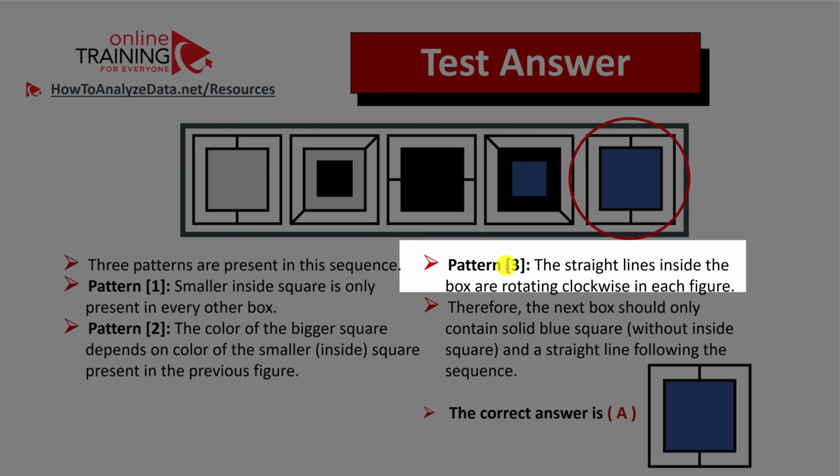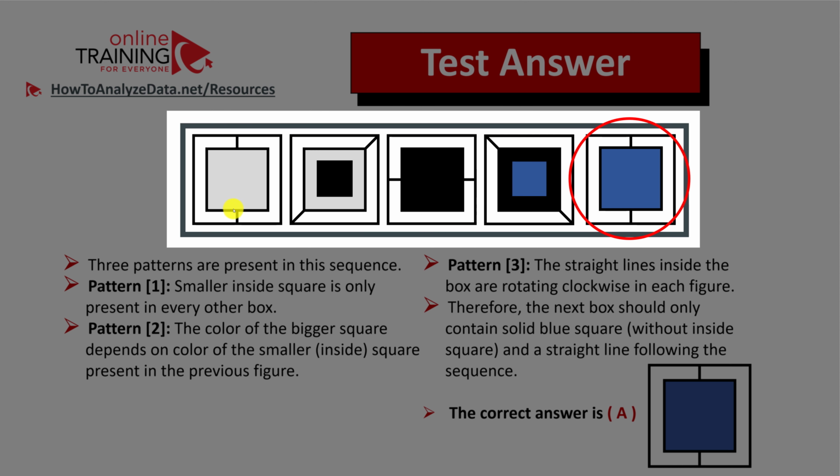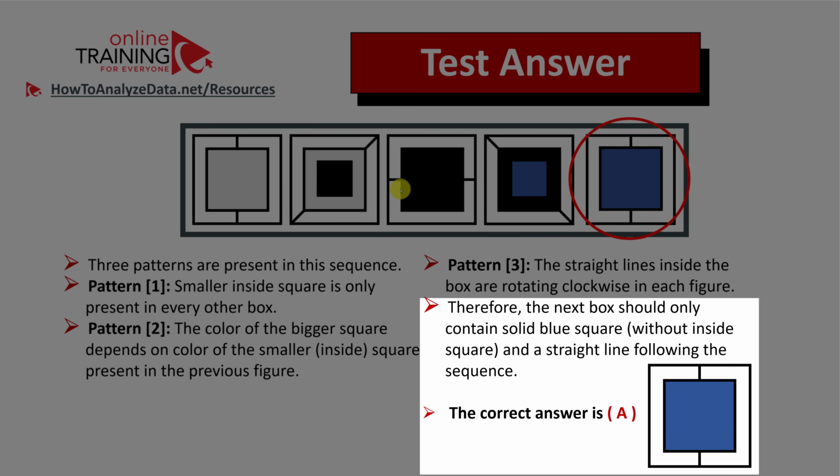The pattern number 3 is the pattern of straight lines, and you see that on the background there is a straight line here, and the straight line is present in every figure. If you look closely, you will see that the straight line rotates clockwise. So based on this information, you can see that the next square should only contain solid blue square without inside square and straight line following the sequence. This leads us to the correct answer for this particular question, being choice A.